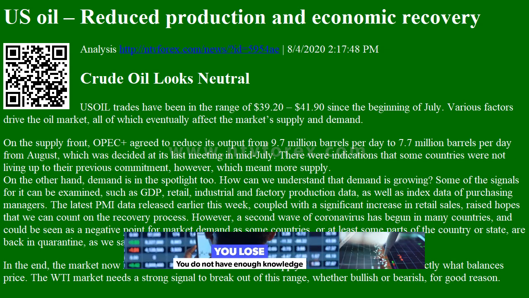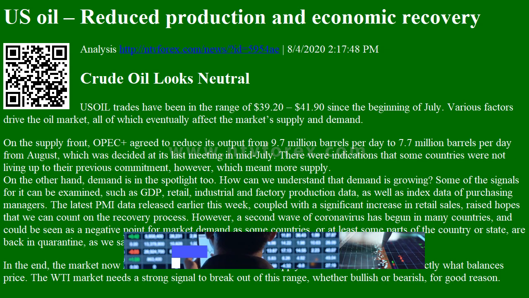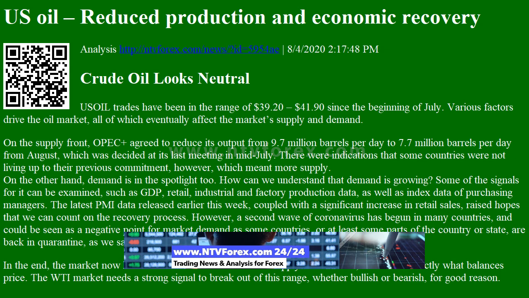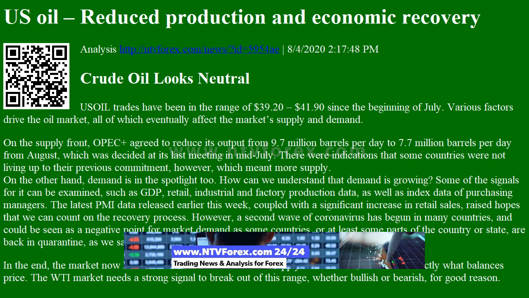Crude oil looks neutral. USOIL trades have been in the range of $39.20 to $41.90 since the beginning of July. Various factors drive the oil market, all of which eventually affect the market's supply and demand.